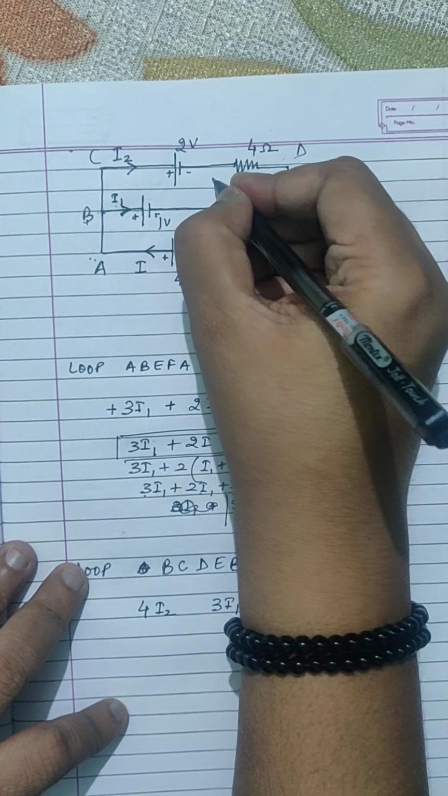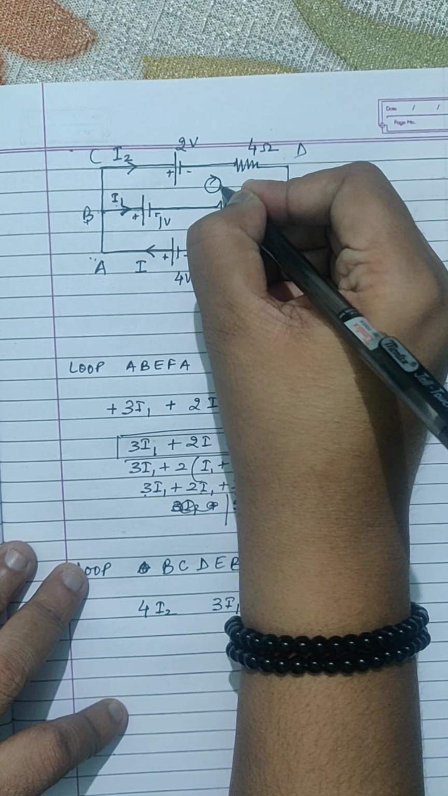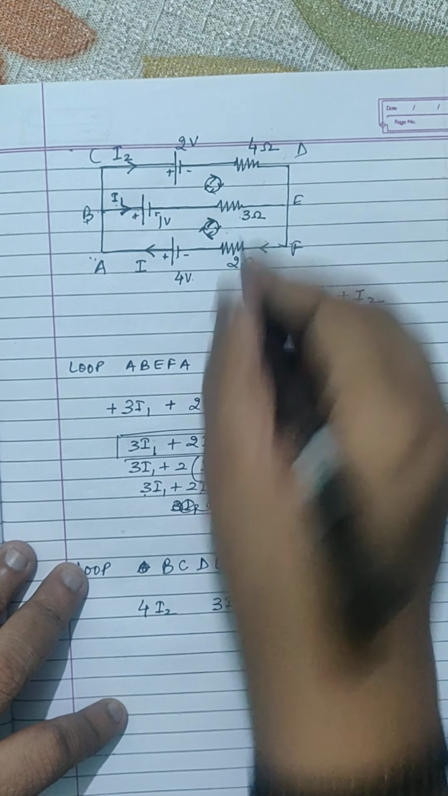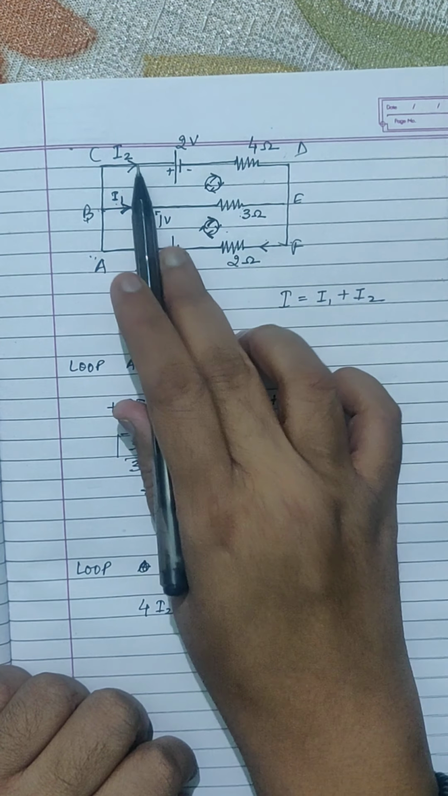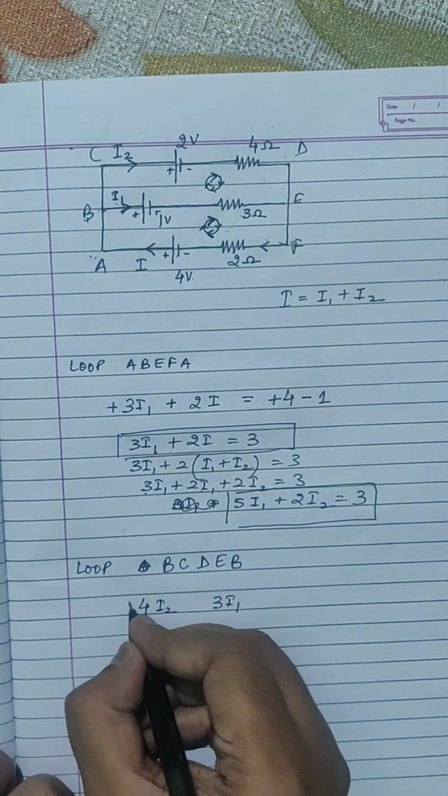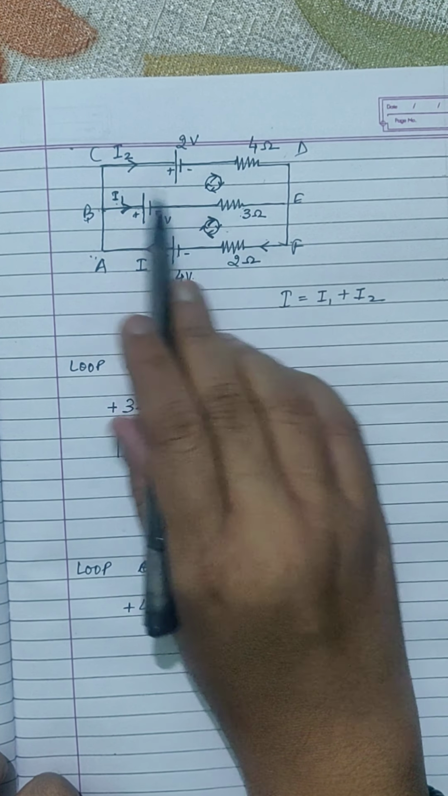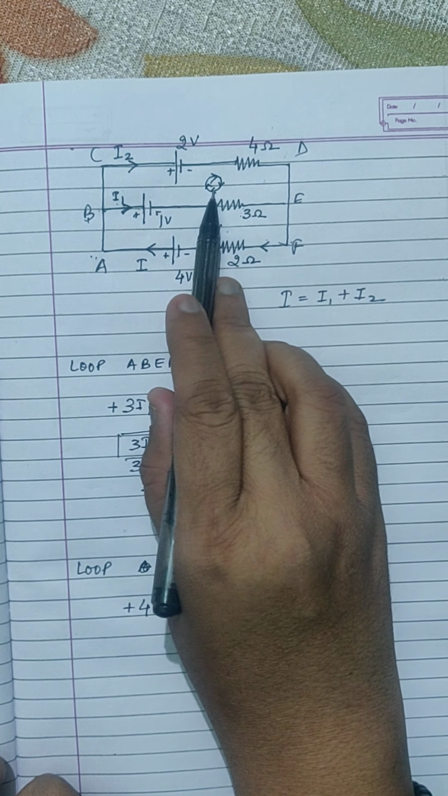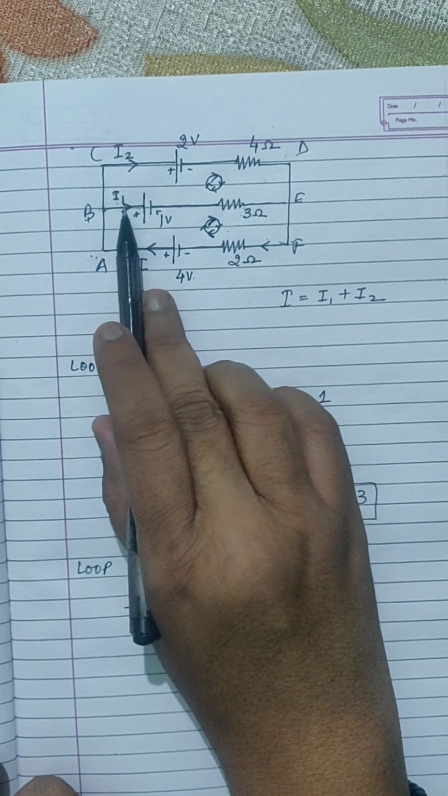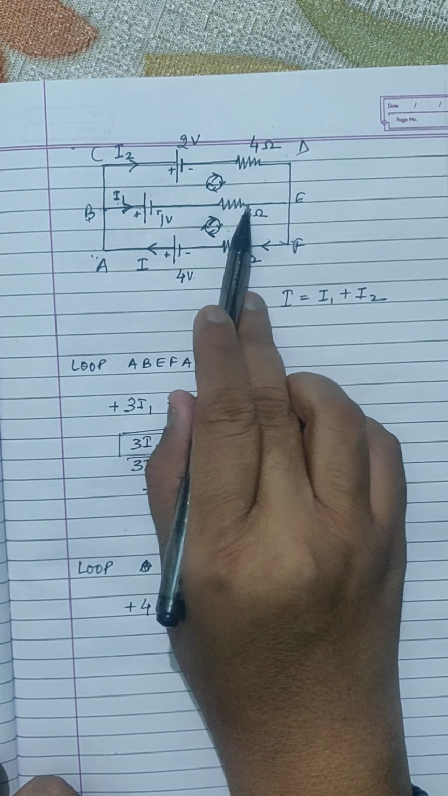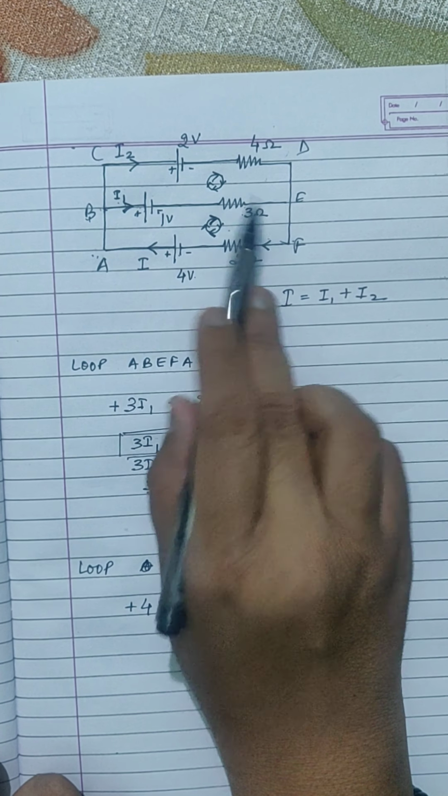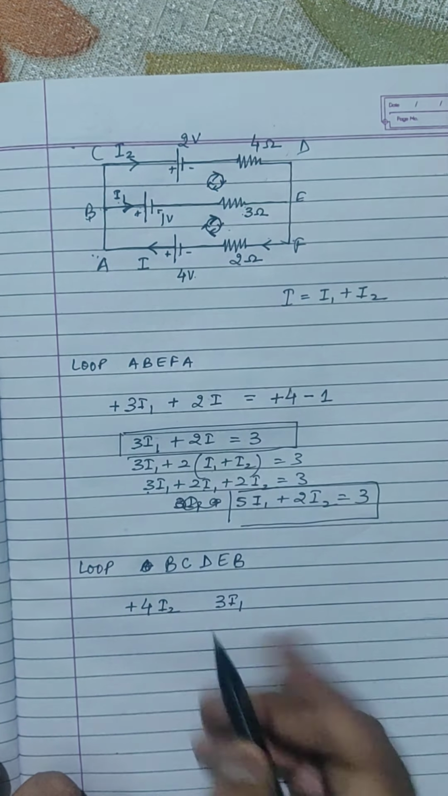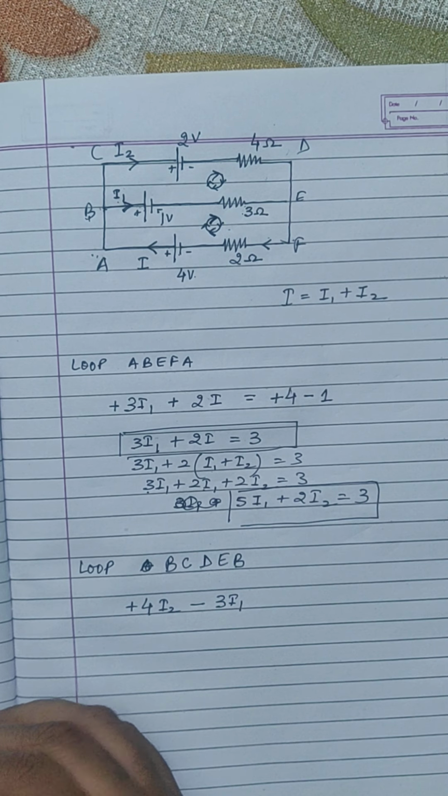Now if we take the current in the clockwise direction, it is towards right and the current is also in this direction, so it will be plus. For 3I1, the direction is towards left, which we have assumed, and the current flowing in this arm is towards right. So basically it is opposite direction, so we'll take minus.